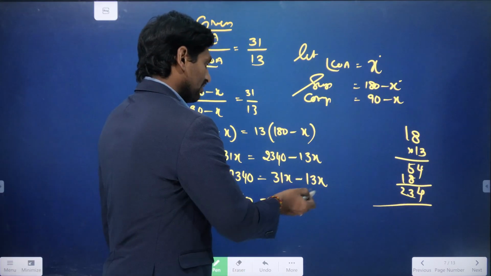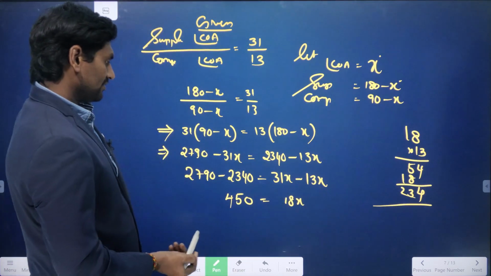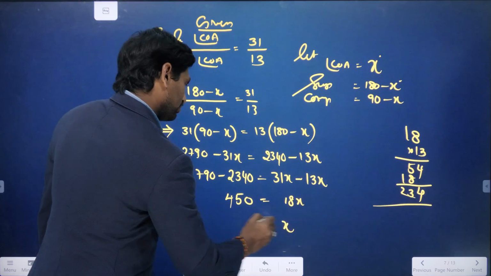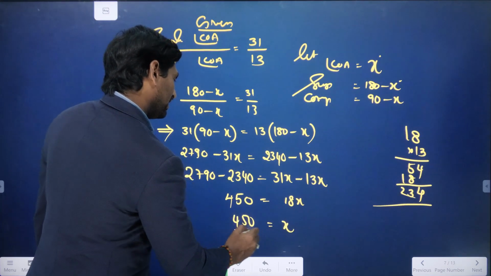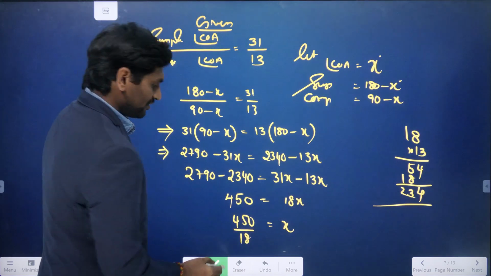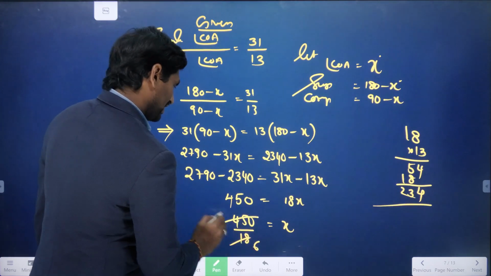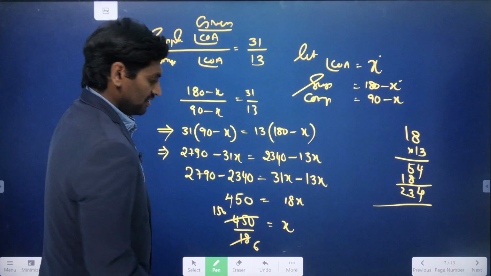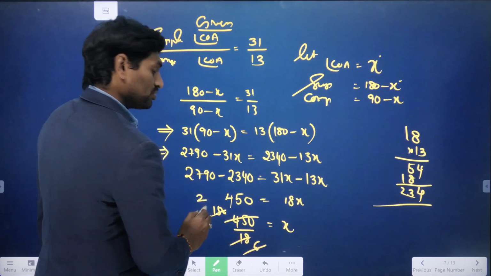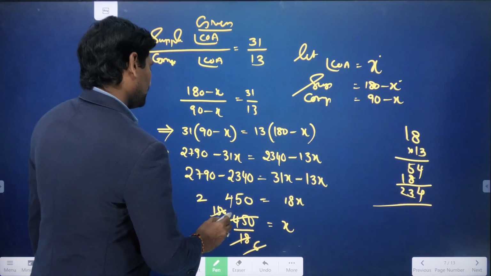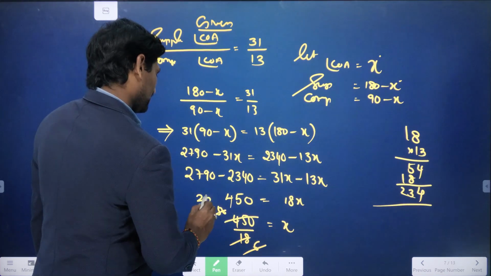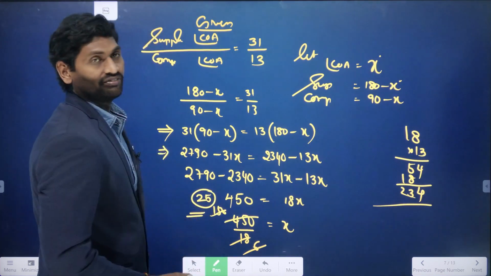Yeah, so 11 minus 3 is 8, so 18x. Now x equals 450 by 18. I am just trying to cancel using the 3 table: here 6 times, here 150 times. Now the 6 table: 6 2s are 12, 6 5s are 30. So the x value I got is 25 degrees.